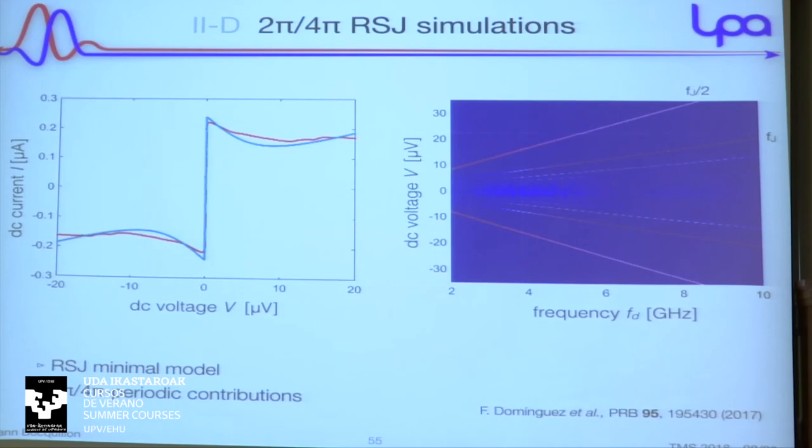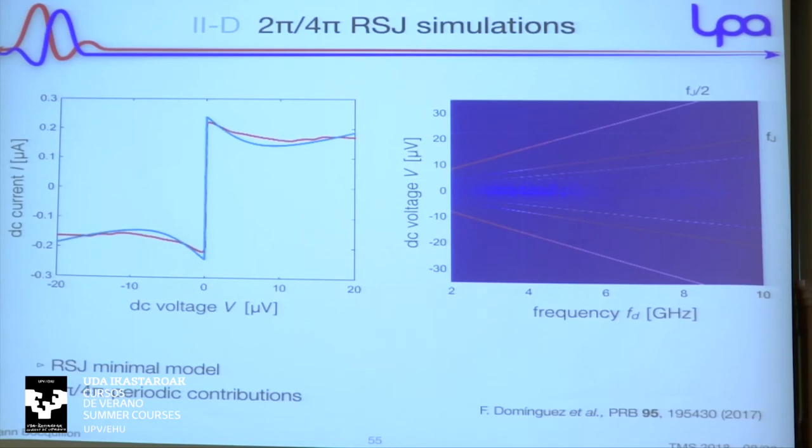With this simple RSJ model, adding the 4-pi periodicity in this RSJ model is enough to get first simulations of the emission spectrum. So this looks fairly similar to the emission plots I've shown you earlier, with a strong dominating topological signal at low frequency, and no signal at the Josephson frequency at low frequencies. But you tend to go back to the conventional situation at high frequencies.